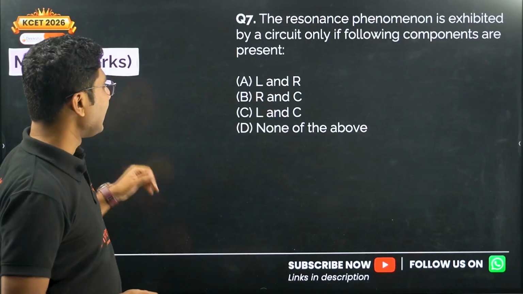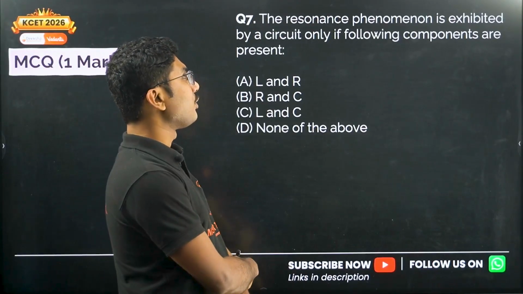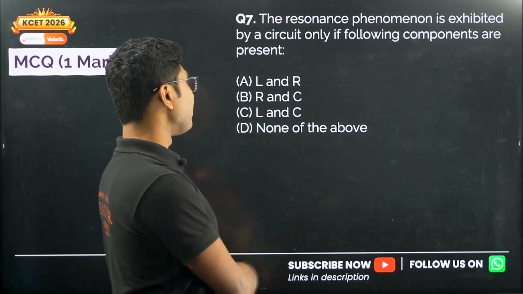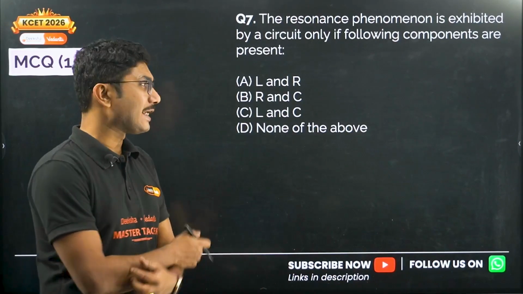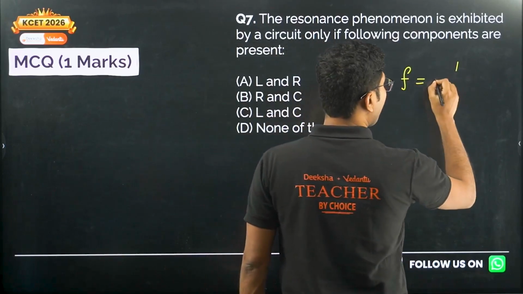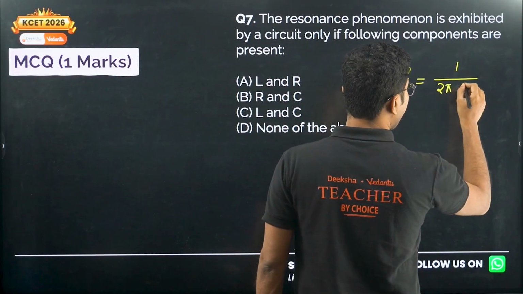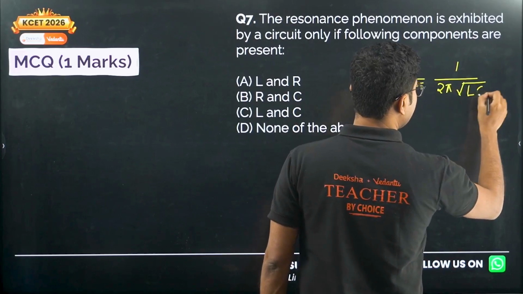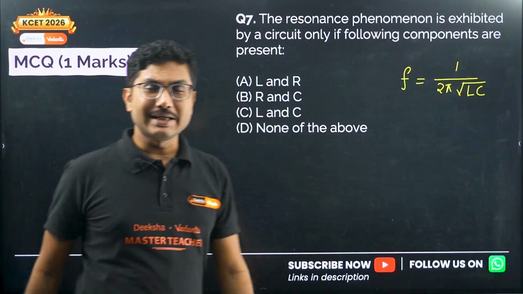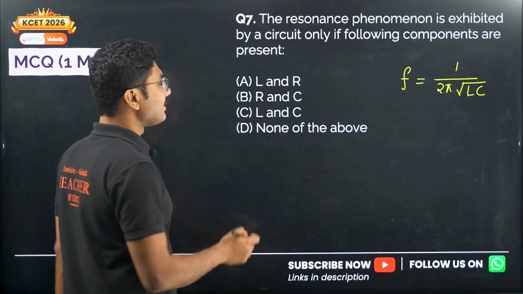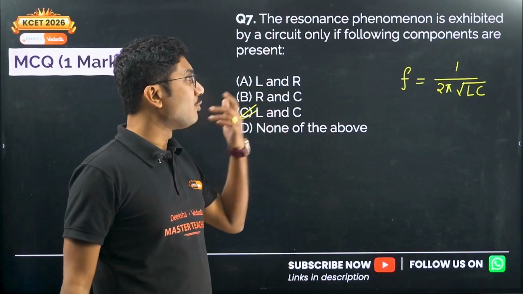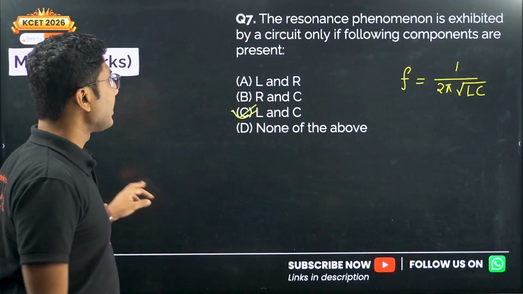Now let's see the next question. The resonance phenomenon is exhibited by a circuit only if the following components are present. For resonance, again the same formula: resonance frequency is given by 1 upon 2 pi square root of L into C. So what are the components that we need? We need only L and C. R is optional, so L and C both are required for resonance.